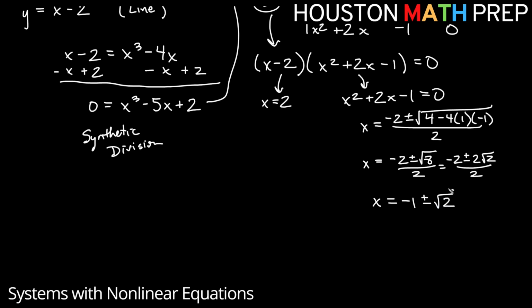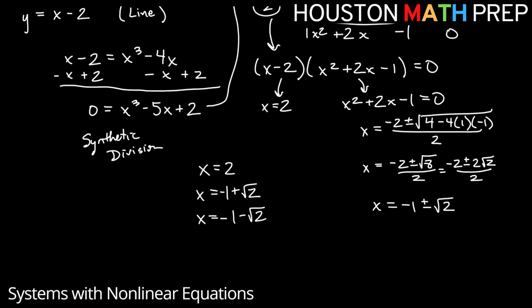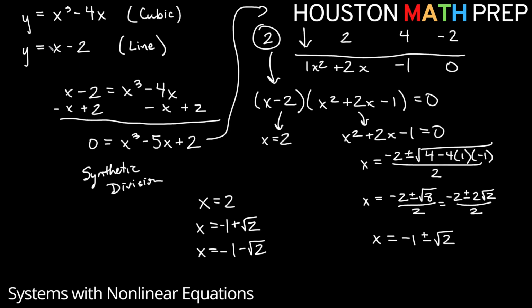And so you can see there are 3 x values that work here. We get 2, and then we get negative 1 plus root 2 and negative 1 minus root 2. Okay, so those are our x values that might have y values that go with them. So we have 3 x values. Of course, what we could then do is plug those back in. I would plug them maybe into my linear equation. That looks much easier than plugging them into the cubic, right?